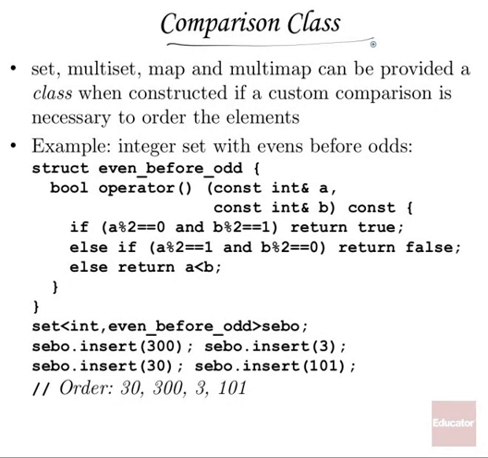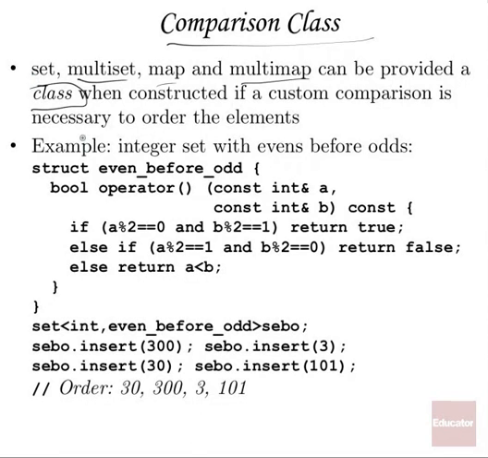So the map will call the class, or the set will call the class, whichever one you're using. It will call that class: does this object go before this object? If it's true, then it will order them that way. If it's false, then it will order them the other way, or it will not change the order, however it works out. So set, multi-set, map, and multi-map can be provided with a class. You have to provide this class when the map is constructed, when the set is constructed.